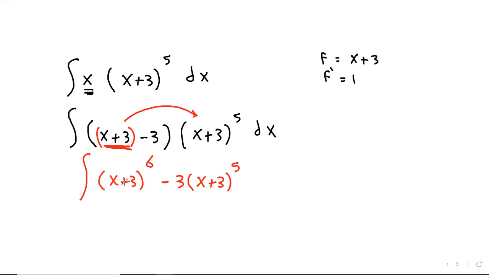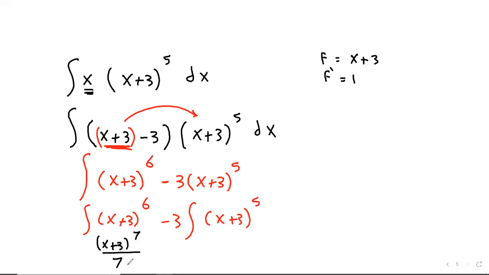So we have two functions here to integrate. It's the integration of (x plus 3) to the power of 6, minus 3 times the integration of (x plus 3) to the power of 5. So the integration here of (x plus 3) to the power of 6, add 1 to the power, it's (x plus 3) to the power of 7 divided by the new power.